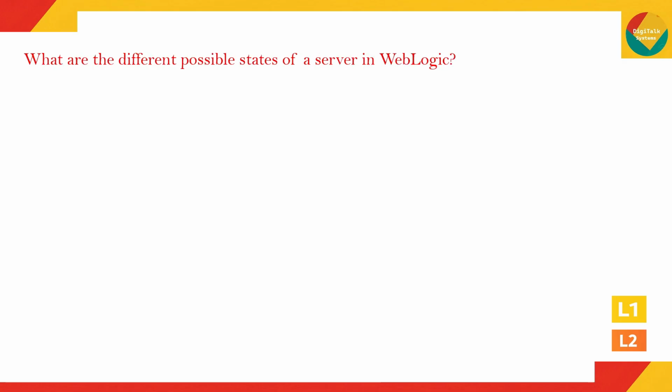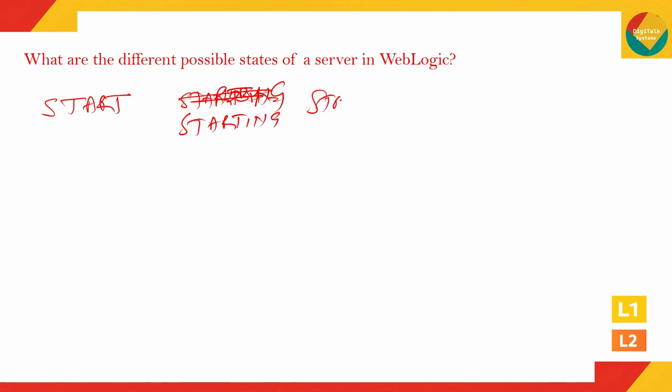What are the different possible states of a server in WebLogic? When we start or stop any server, it goes through different states. Let me first write all the states and then I will give you an overview. The very first state is starting, then standby, then admin, and then running.